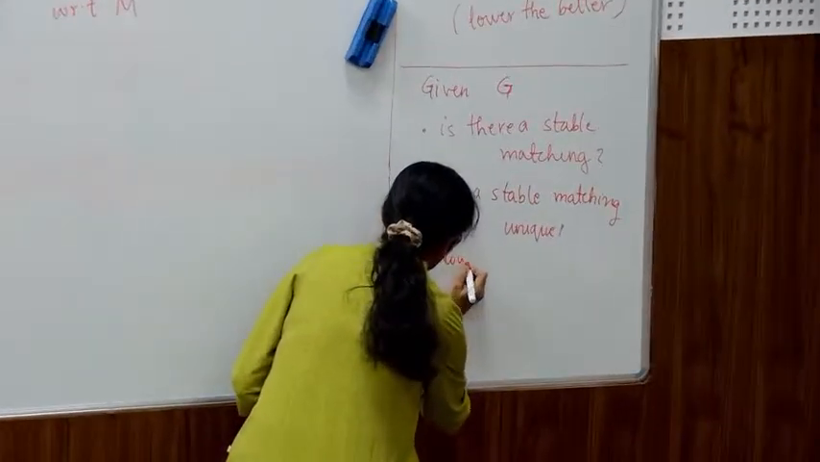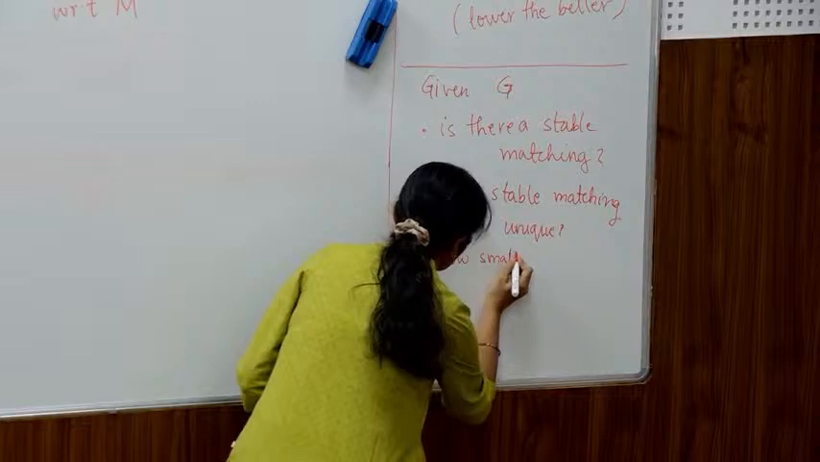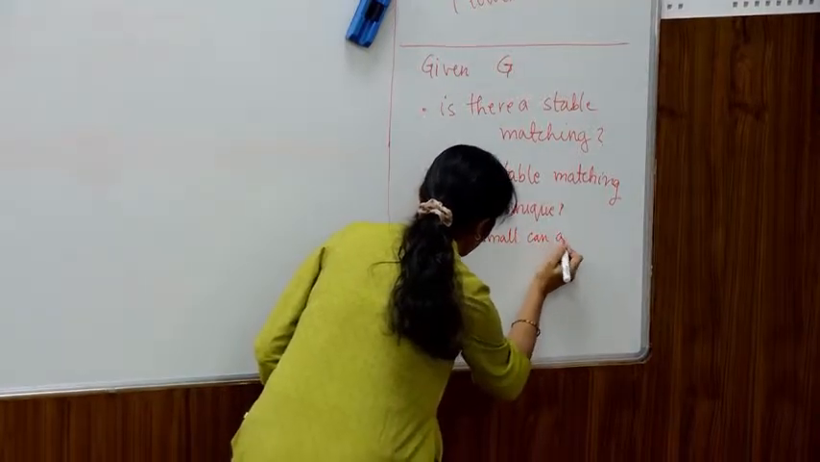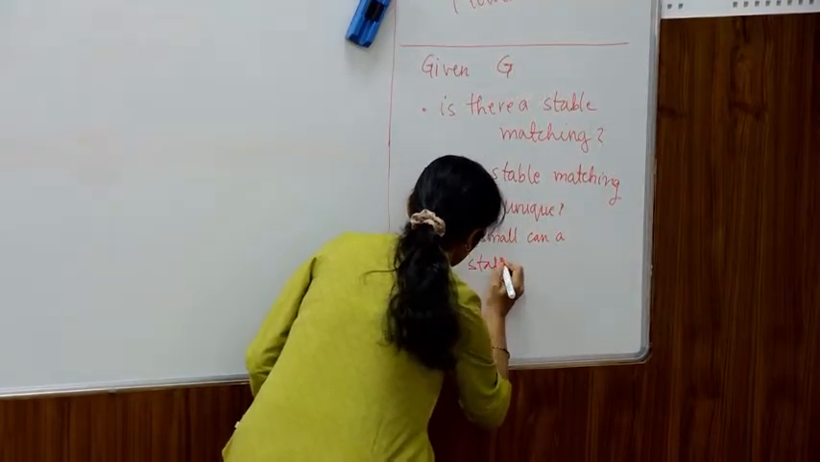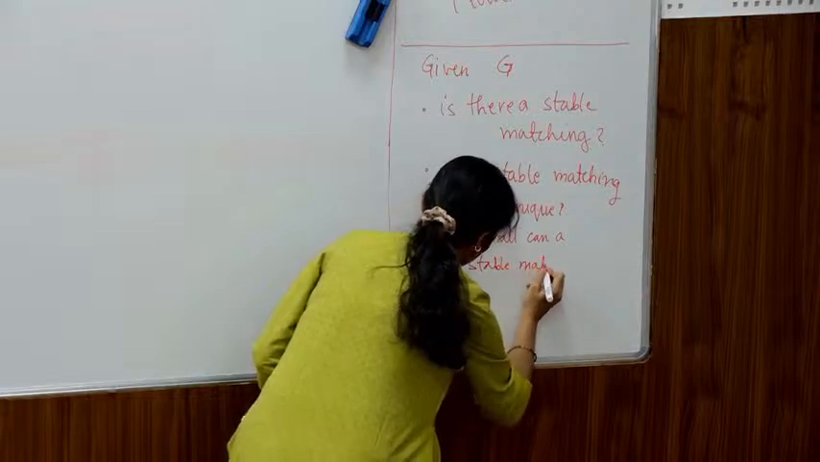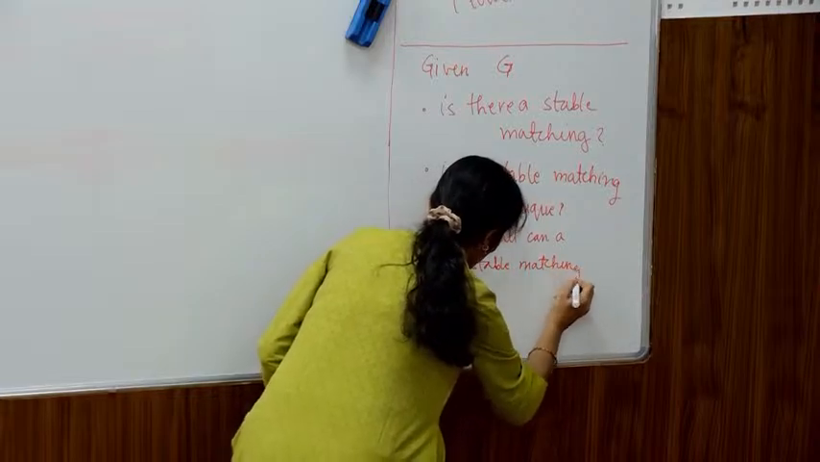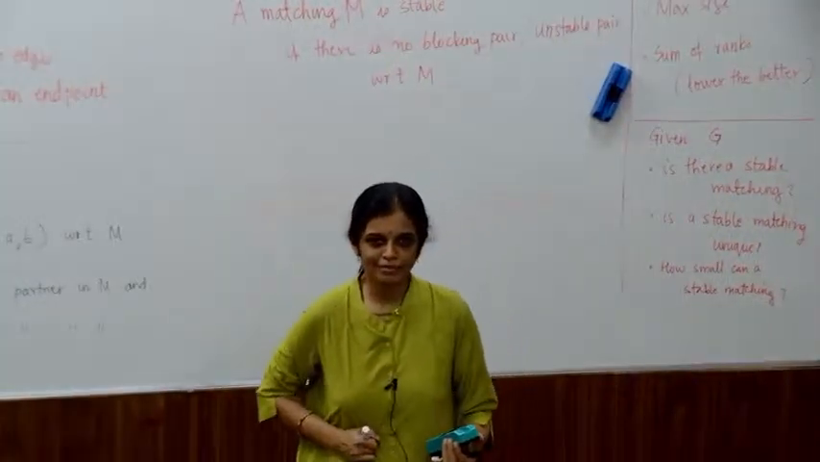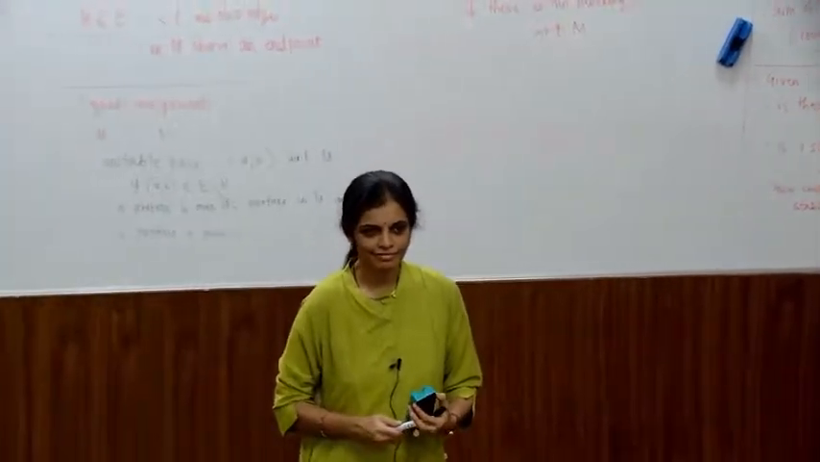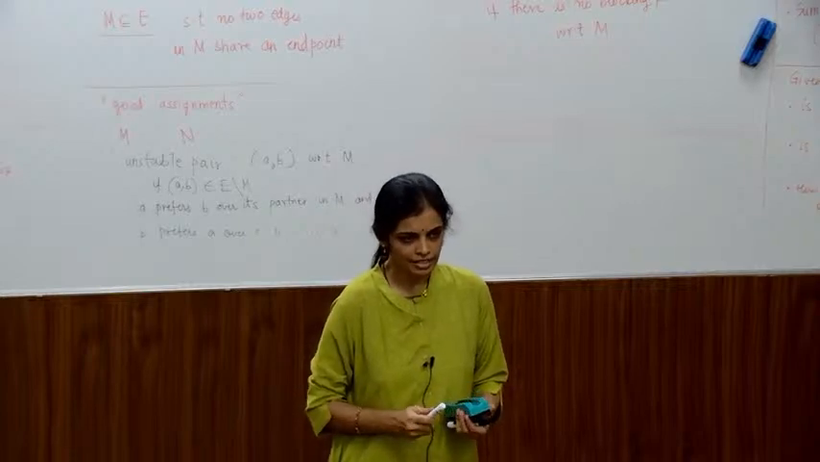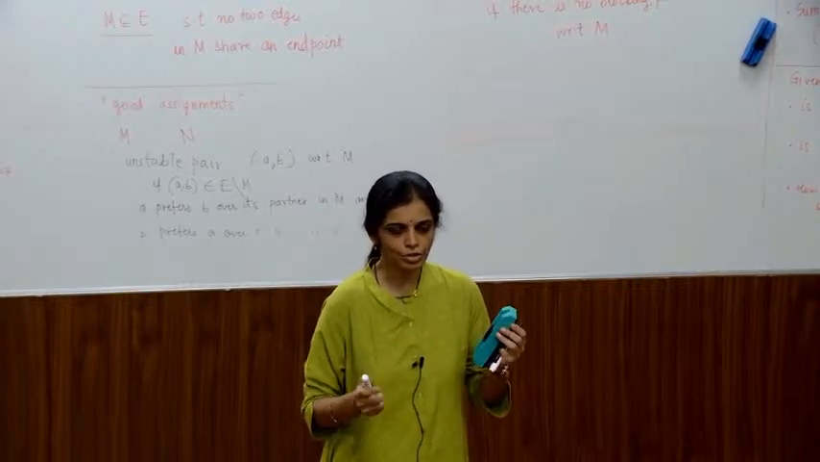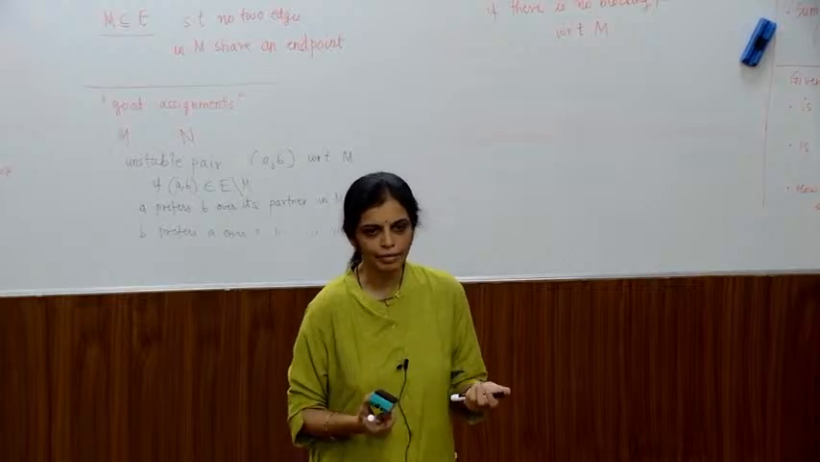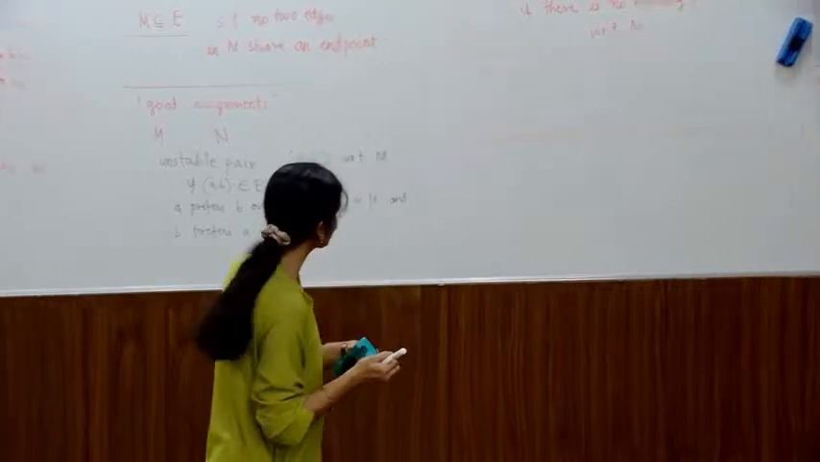how small can a stable matching be? Yeah, so that question is how large? I mean, so how large can a stable matching be? Yeah, match everything seems to be a good bound, but I mean, it may not be possible also, right?